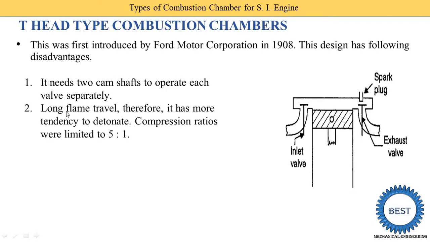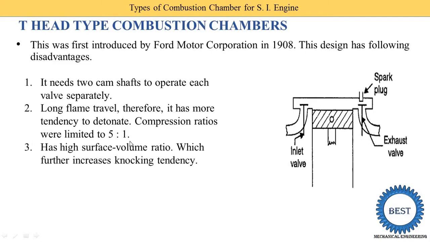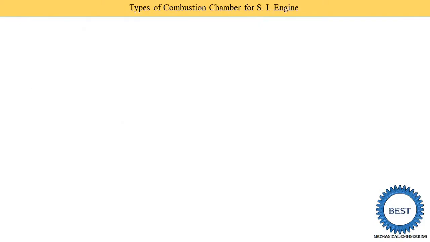Second, long flame travel, therefore it has more tendency to knock, meaning it creates more noise, and compression ratio was limited to 5:1. You see in this image the spark plug is located here. According to the design consideration, the spark plug should be at the center so the flame travel distance is reduced. In this case the spark plug is provided here, so the flame generated moves up to this region, so flame length is increased. So this is a disadvantage according to the theory of design consideration. Third disadvantage, it has a high surface to volume ratio, which further increases the knocking tendency, meaning increases the noise.